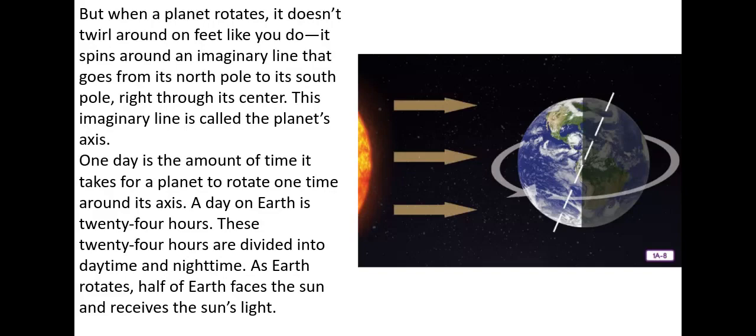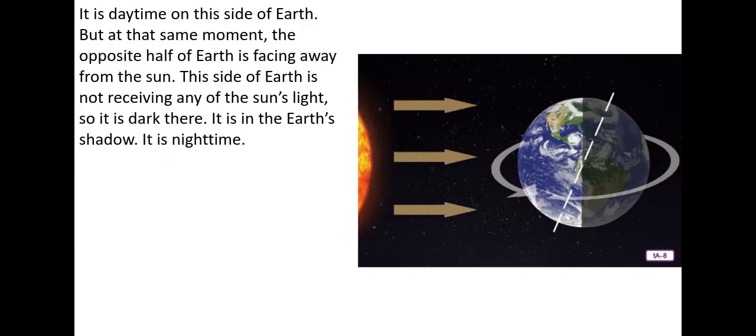A day on Earth is 24 hours. These 24 hours are divided into daytime and nighttime. As Earth rotates, half of Earth faces the sun and receives the sun's light, as you can see in this picture, where half the Earth is getting the sun's light. It is daytime on this side of Earth, but at that same moment, the opposite half of Earth is facing away from the sun.